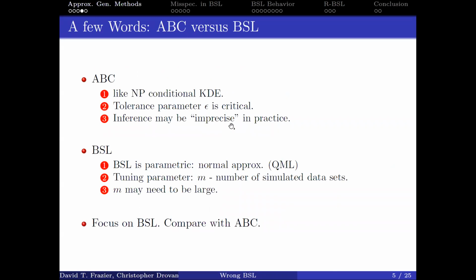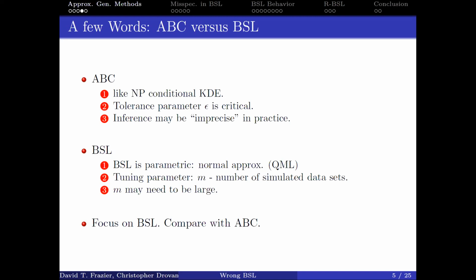Now, a few words before we go into deeper territory. The reasons for using ABC versus BSL, I'm not going to really get into these, just as much to say that essentially ABC acts like non-parametric conditional density estimation, where the bandwidth or tolerance used is epsilon. What this really means is you have this bias-variance trade-off that always happens in ABC, where you're trading off potential bias for variance, in the sense that if you choose a larger tolerance, you might actually get more precision in practice.